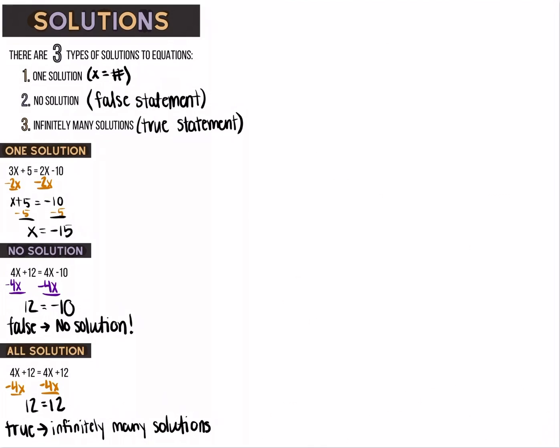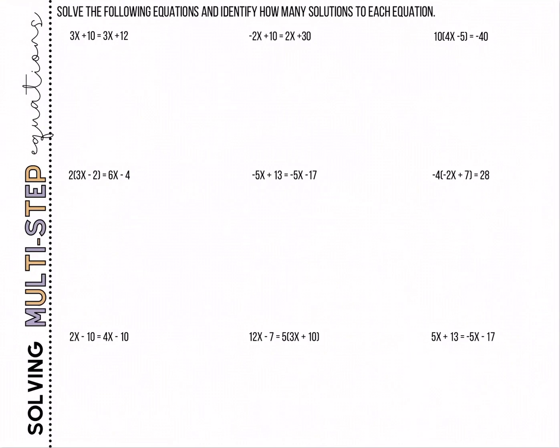Essentially what that means is you can pick x equals any number, and you would end up with a true statement. Okay, so now let's open up the foldable. We're just going to have a variety of equations to solve, find the solution, and then determine what type of solution it is. It's either one solution, no solution, or infinitely many solutions.